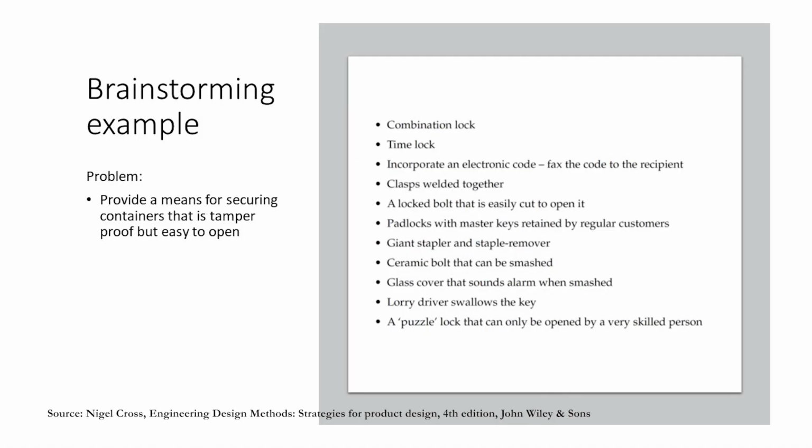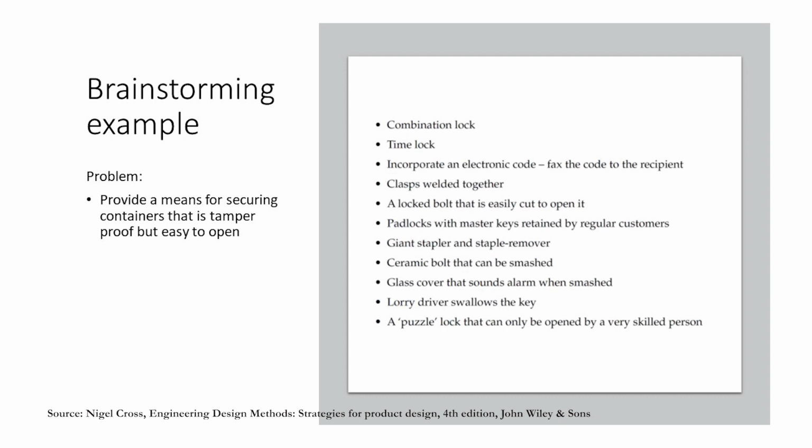Let's look at what were the ideas people came up with in a brainstorming session. Some of you suggested combination lock, somebody suggested a time lock, another person suggested incorporating an electronic code and faxing the code to the recipient, and so the recipient would know the code and be able to open it. So that is tamper proof. Even if somebody tampers it, he will not be able to get through. You can have clasps which are welded together. If you somehow take the welding off, then that's indication that it has been tampered.